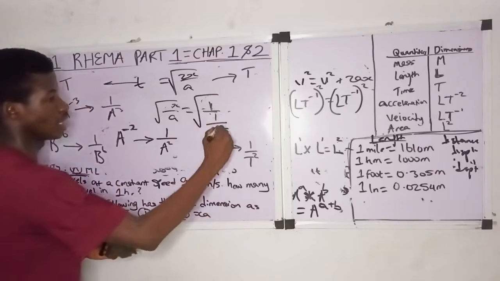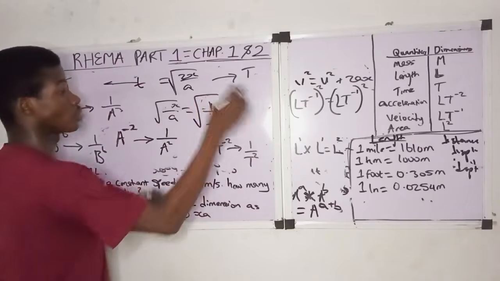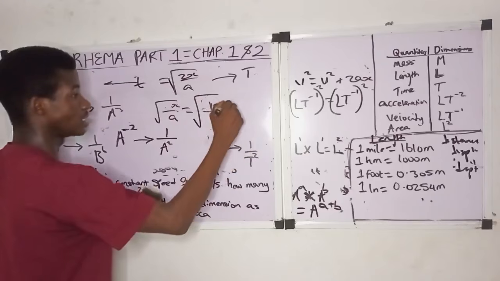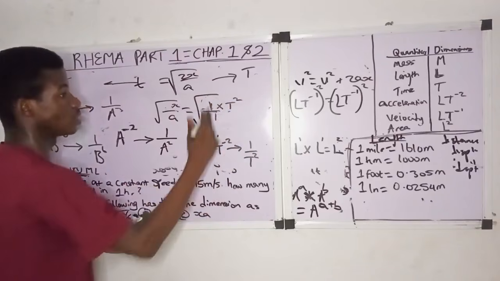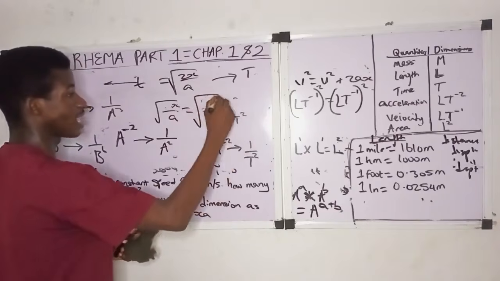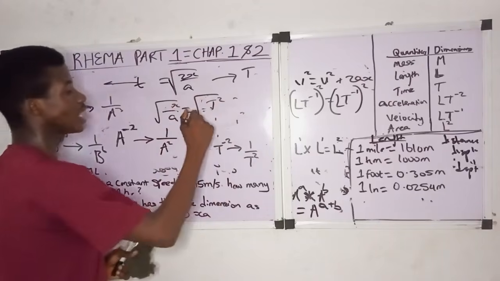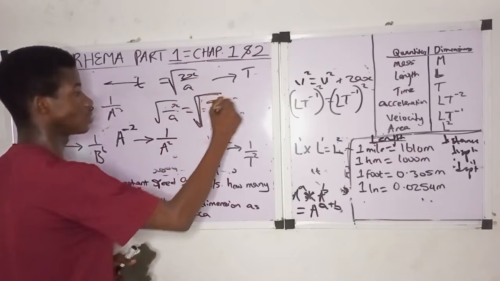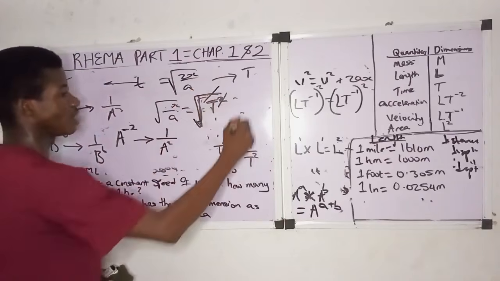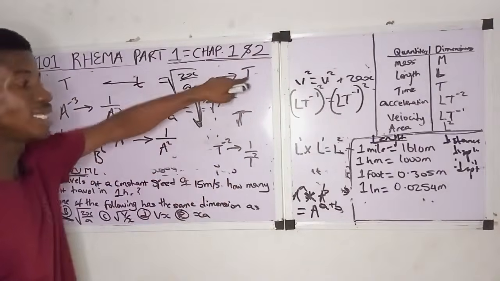According to maths, since this one is dividing this one, it comes up. So now we have 1 times T squared, which still gives us T squared. T squared divided by 1 is still T squared. Now we are left with the square root of T squared, and the square root cancels the square, so we are left with T. Remember, I told you that we must get T.